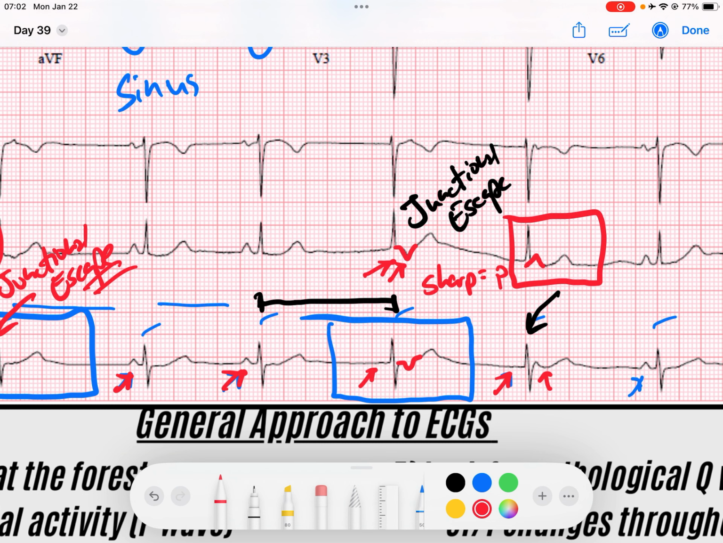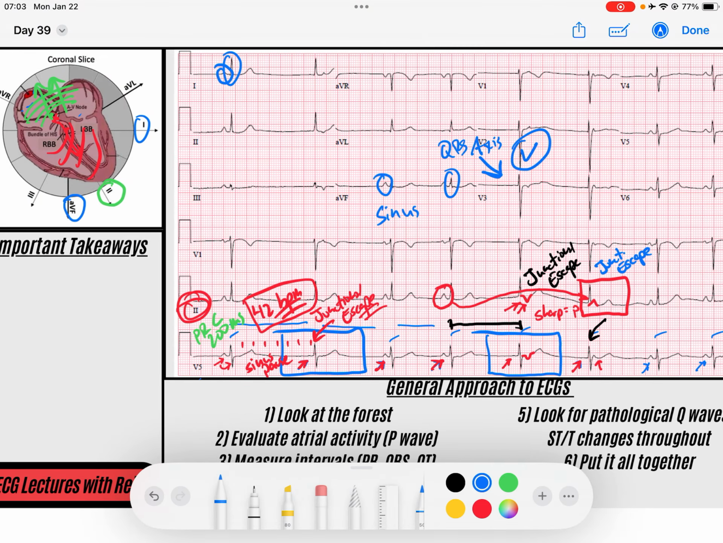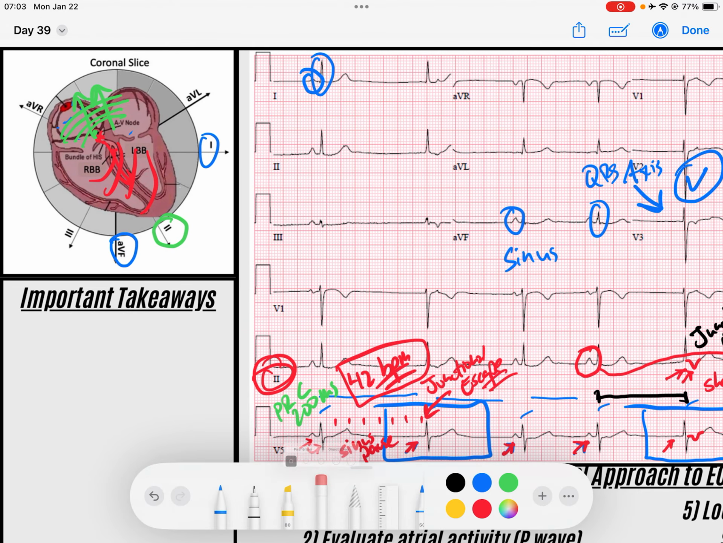Because if you look at our normal P waves, they look like that. Compare that to this P wave, and I would say that that P wave just happened to come just a second after that junctional beat. So this is also a junctional escape. However, there is no retrograde P wave because the sinus P wave happened to occur just about at the same time.